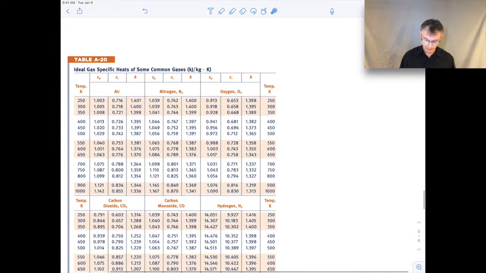And again, to get an accurate calculation for changes in specific internal energy or specific enthalpy, you would have to take into account how these vary with temperature in your integral. So people have produced curve fits for C sub P as a function of temperature, same with C sub V as a function of temperature, that can be used to evaluate those integrals. I'm going to give you an easier way to do it in just a moment.